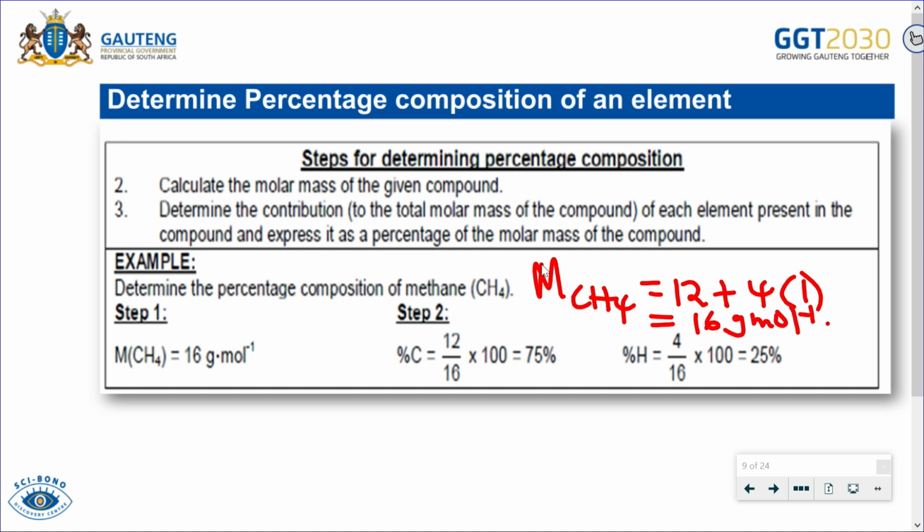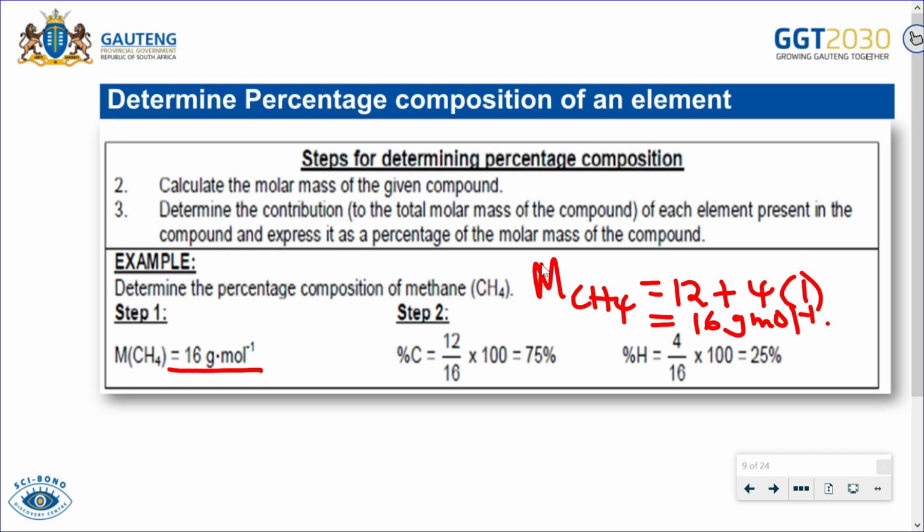So that is the first thing that you need to do: calculate the molar mass of the whole compound. We know how to do that from grade 10. Even last week we were focusing on that, right? So you have 16 grams per mole here. Then let's calculate the percentage of each element in that compound. We have 2 elements there, the carbon and the hydrogen, all right? So let's calculate the percentage of carbon in methane and also the percentage of hydrogen in methane.